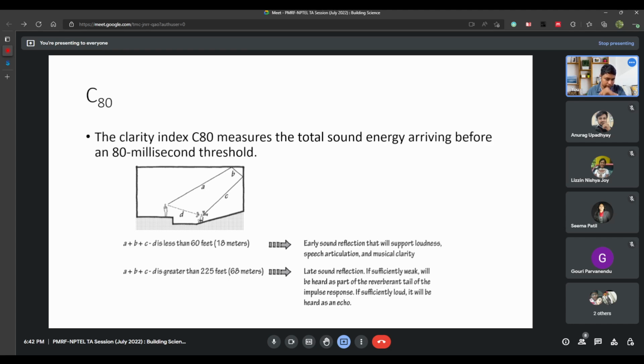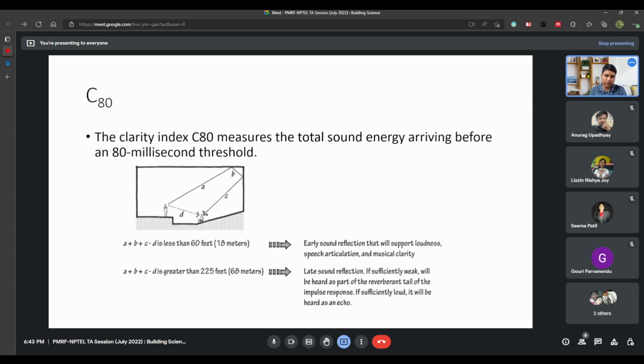So the time difference between the direct and reflected sound matters. You don't think in terms of distance, you think in terms of time. For example, it takes D time for the observer to hear the first point source directly, and a plus b plus c together adds up before it reaches the observer again. So that difference should be very small.